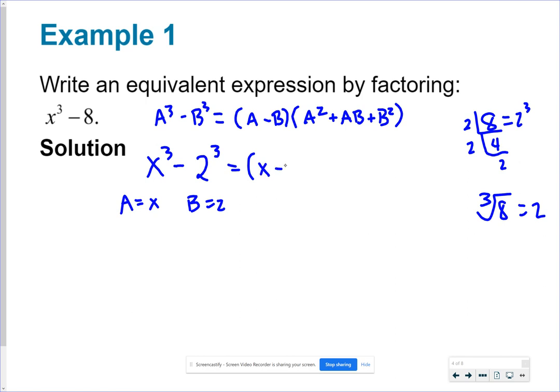So we have x minus 2, there's our a minus b, and then x squared, that's our a squared, plus the product of a and b, so plus 2x, and then plus b squared. B is 2, so 2 squared is 4. We need to know what b squared is. It's 4. And we're done. That trinomial is not going to factor any further. So this is our equivalent expression right here.